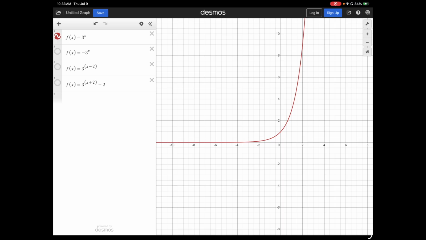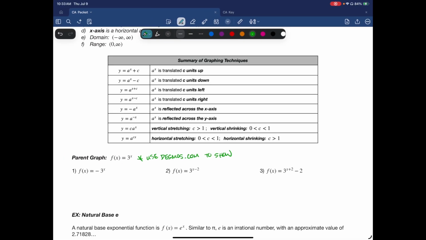All right, so let's take another look at number 1. It reflected over the x-axis, so the domain is all real numbers, but the range tops out at 0 and goes down from there. Okay, so let's go back to our notes. Number 1, we're reflecting over the x-axis. My domain is negative infinity to infinity. My range is negative infinity to 0.